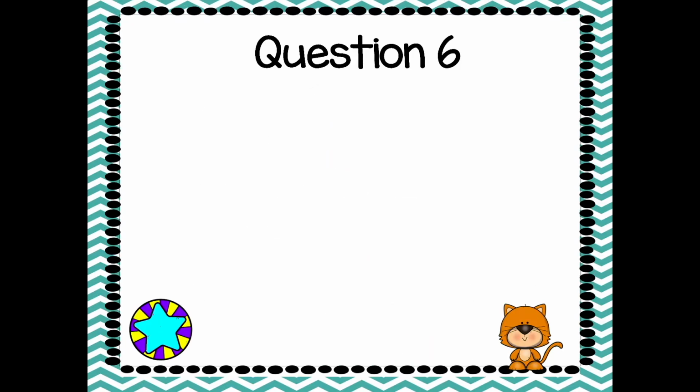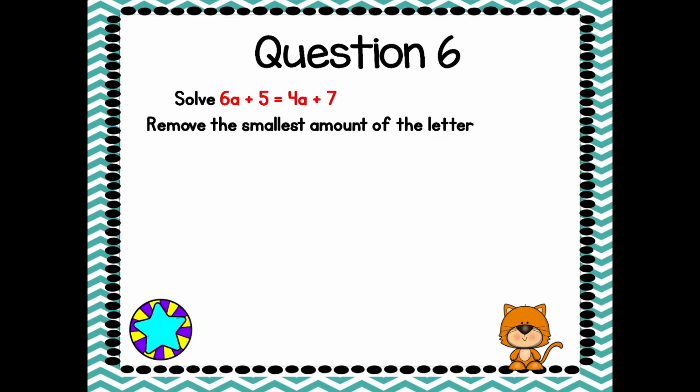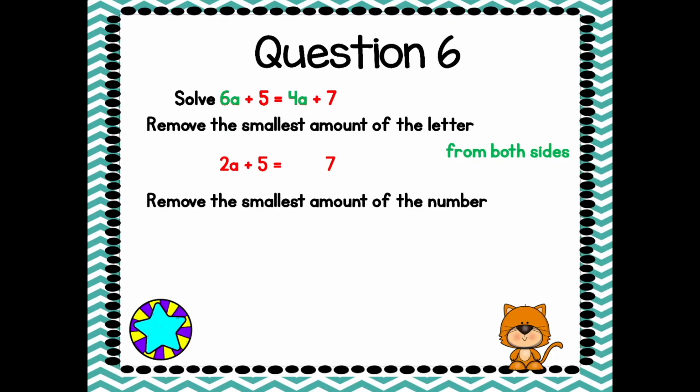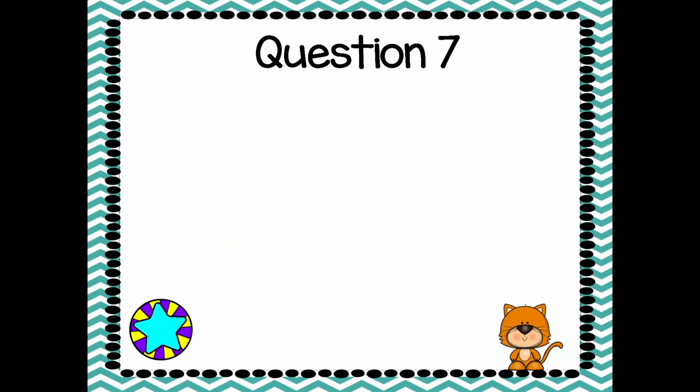Question 6, solve the equation 6a add 5 equals 4a add 7. To solve two-sided equations we remove the smallest amount of the letters from both sides. The smallest amount of the letter is 4a. If we take this from both sides we are left with 2a and 5 equals 7. Next we can remove the smallest amount of the number from both sides. We are left with 2a equals 2. Finally we can divide both sides by 2, which gives 1a equals 1.